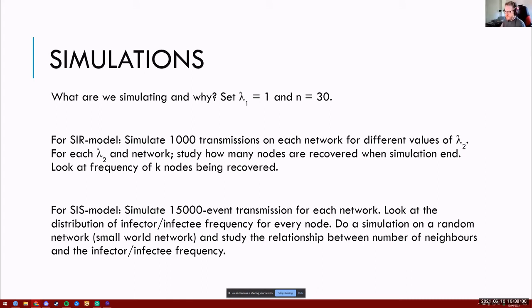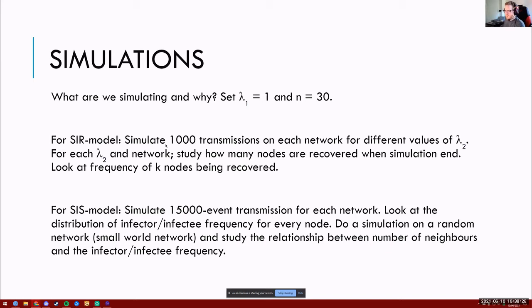Okay, so what are we simulating and why? We're setting lambda 1 equal to 1, and we're having 30 nodes. The reason lambda 1 is equal to 1 is that the actual values of lambda 1 and lambda 2 don't really matter. It's just the ratio that matters. And so we could just set lambda 1 to 1, and then change lambda 2 to get the behavior that we want.